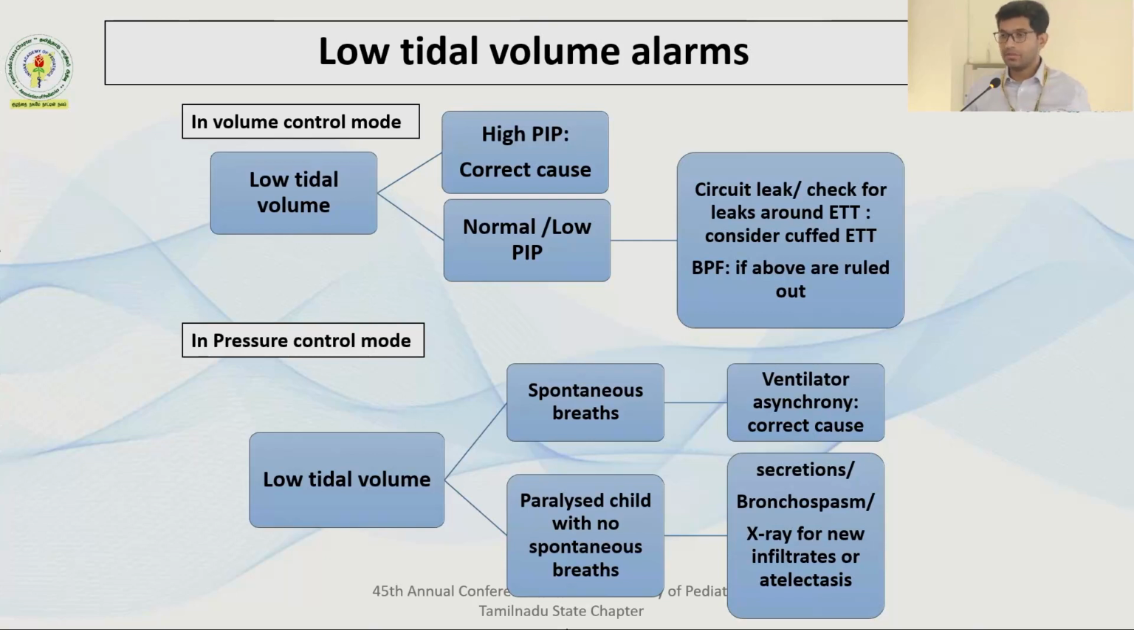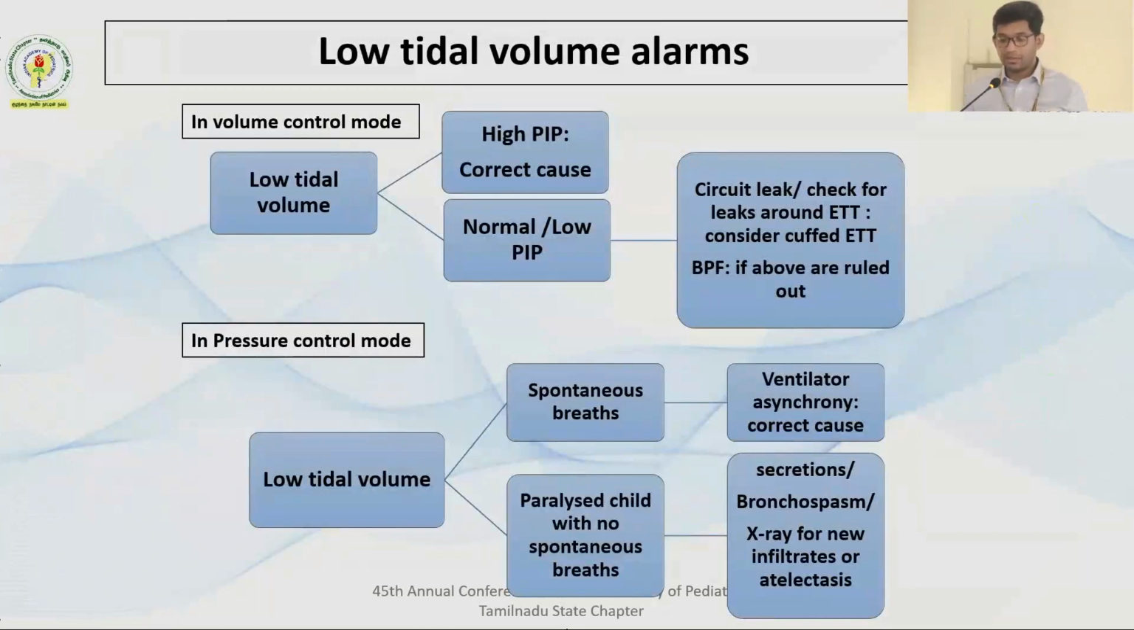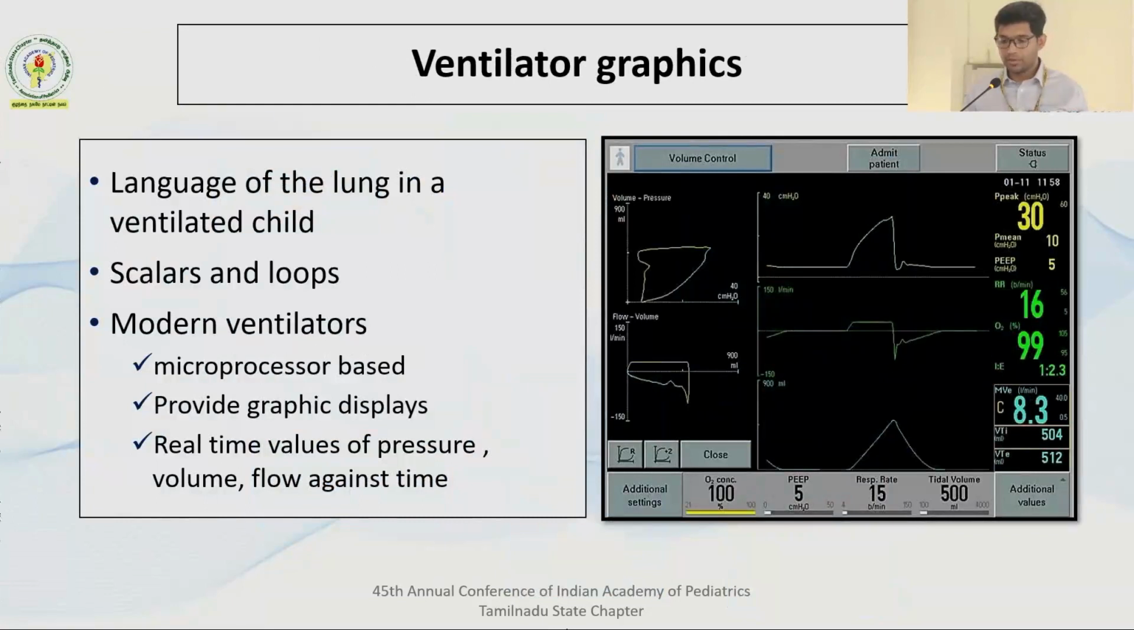The first thing to remember is: is the child breathing against the ventilator, or are there any spontaneous breaths? Then identify the cause of ventilator asynchrony and correct it. If it is an already paralyzed or sedated child with no spontaneous breaths, then think of other pulmonary pathology, starting from airway pathology or parenchymal pathology. This is just an overview of troubleshooting. The list is quite long. If there is a sick or deteriorating patient, multiple alarms are triggered at the same time, so I'm not going into the details of that.